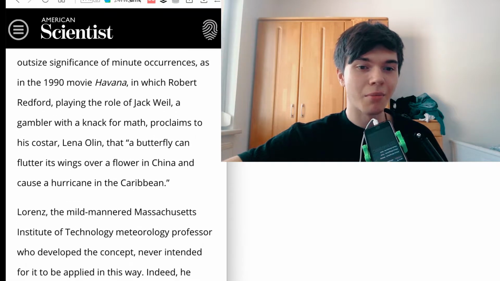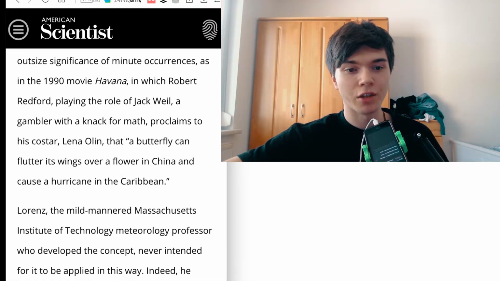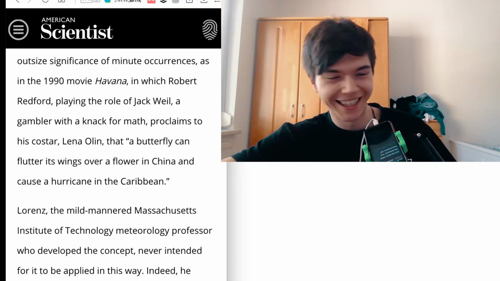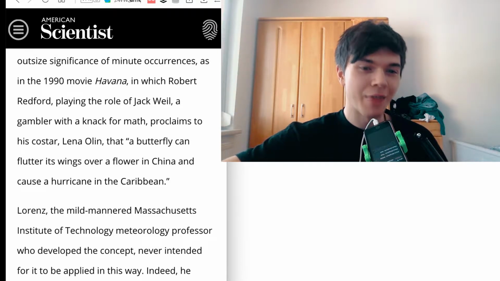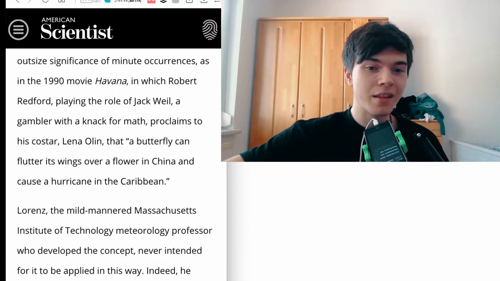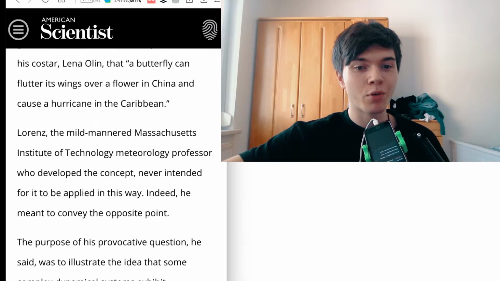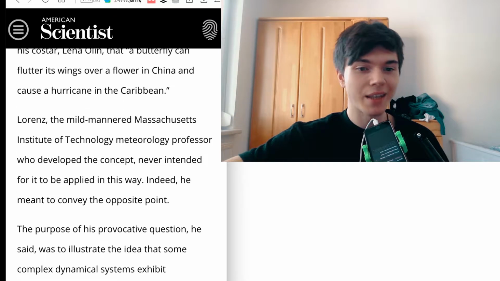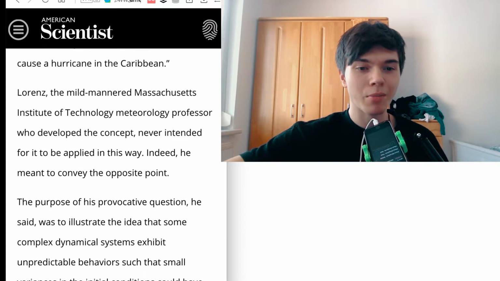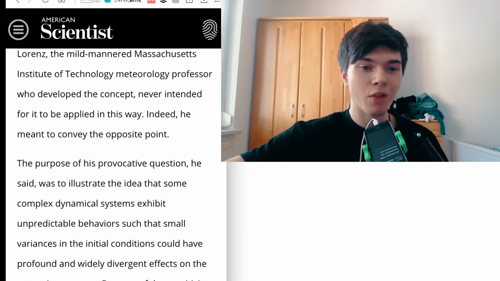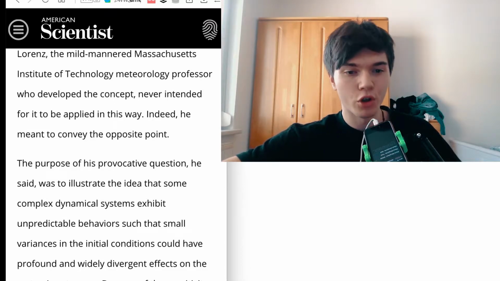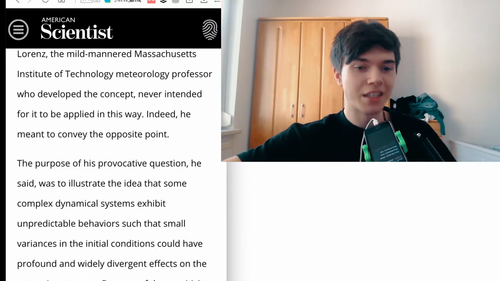Lorenz, the mild-mannered Massachusetts Institute of Technology meteorology professor, who developed the concept, never intended for it to be applied in this way. Indeed, he meant to convey the opposite point. The purpose of this provocative question, he said, was to illustrate the idea that some complex dynamical systems exhibit unpredictable behavior, such that small variances in the initial conditions could have profound and widely divergent effects on the system's outcomes.